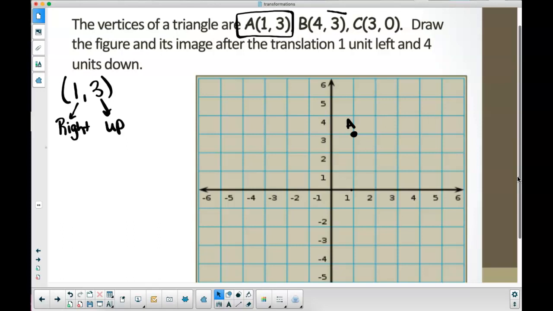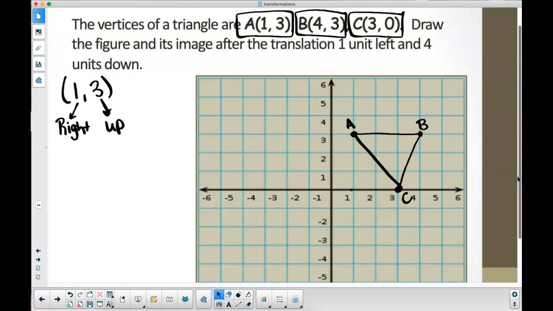Okay, then we have the point 4, 3. So what does that mean to do? Caleb. 4 right and 3 up. Okay, so 4 to the right and up 3. This is point B. And then we have point C. The 3 tells me to move 3 to the right and 0 up or down. So 3 to the right and 0 up or down, there's C. And then I'm going to connect the dots. Here's a triangle. Okay, so we have this triangle.